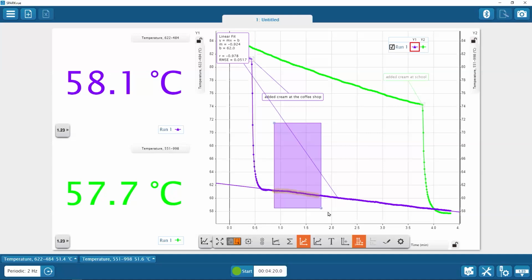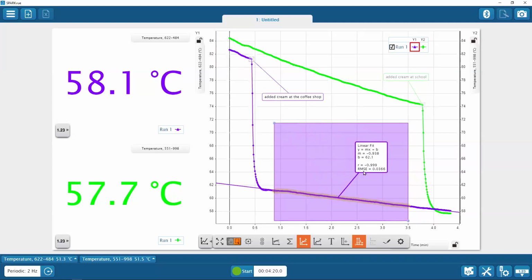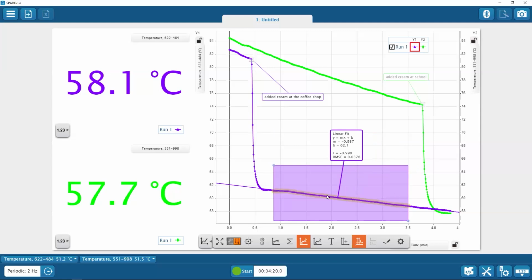And notice what happens as that selection box begins to surround or include some data points from the purple measurement. Notice the linear fit is updating so that it is now analyzing only those data points that are inside the box highlighted in yellow. And I can adjust the size of the box, the location of the box after the fact, and that linear fit will always update to reflect that.